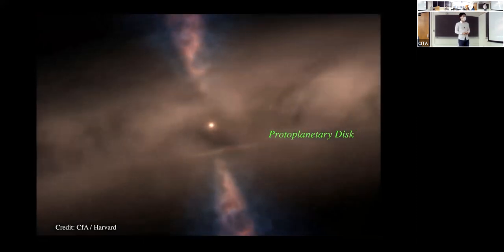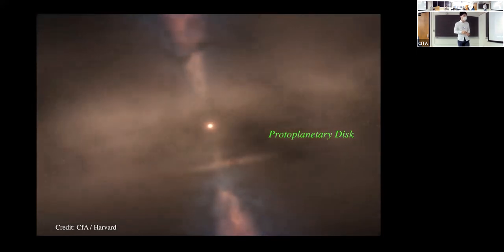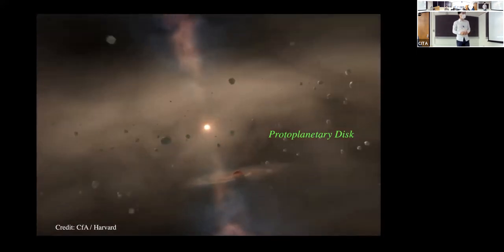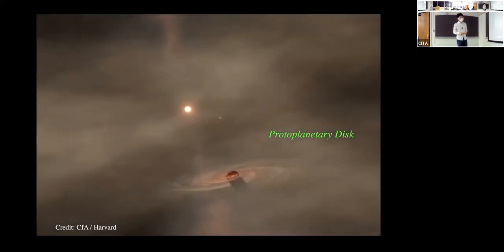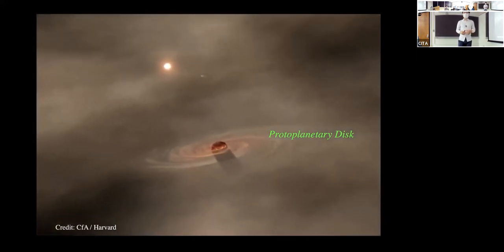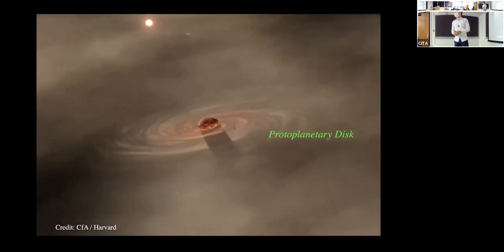Now we're flying into the disk, into the middle of this gaseous and dusty environment. We see a young planet just forming. The planet actually has its own tiny accretion disk around itself, what we call a circumplanetary disk. This is where we think some of the moons may be forming.